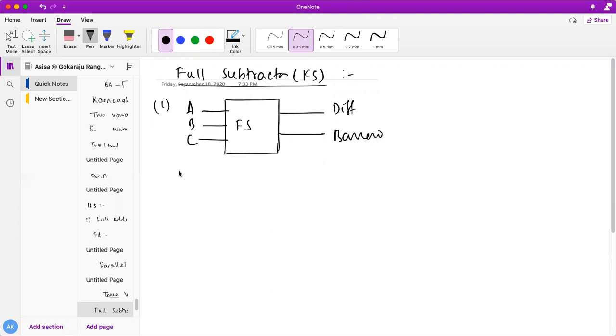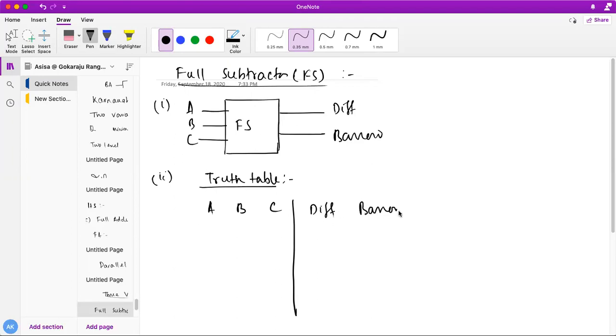For designing a combinational circuit, we have to construct the truth table. In order to construct the truth table, we should know the relationship between input and output, the logic functionality. Here there are three inputs A, B, C, which will give the outputs difference and borrow.